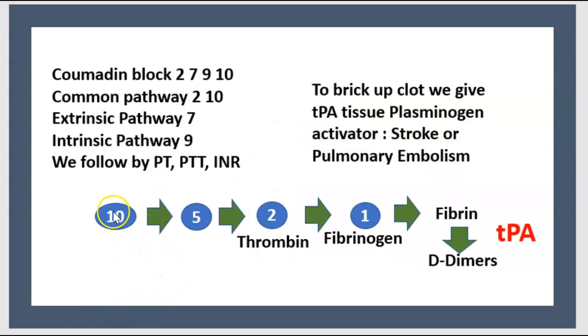Factor 10 activates 5, 5 activates 2, 2 activates 1, which is fibrinogen. The process of coagulation is to transform soluble fibrinogen into insoluble fibrin. This is the end of the process.